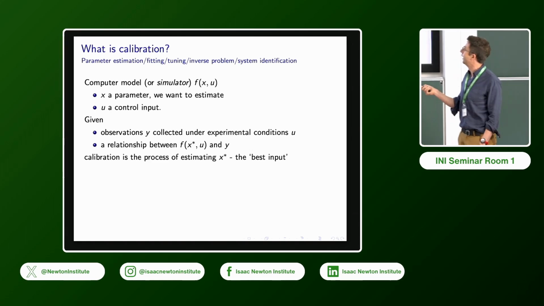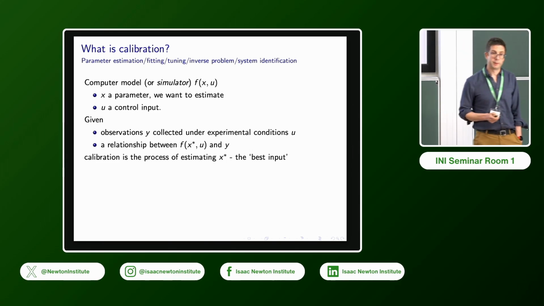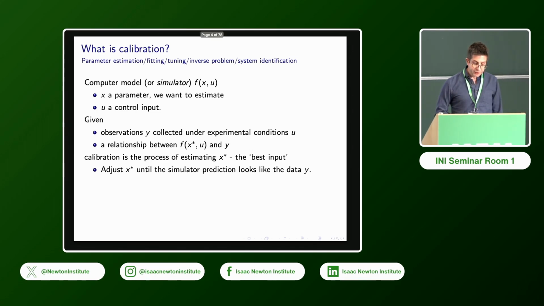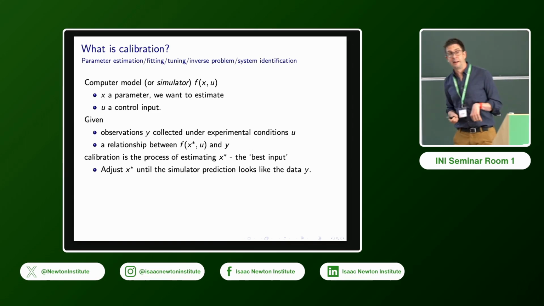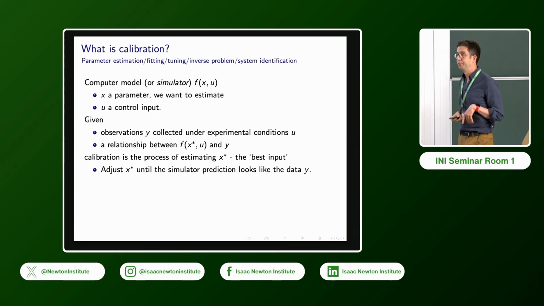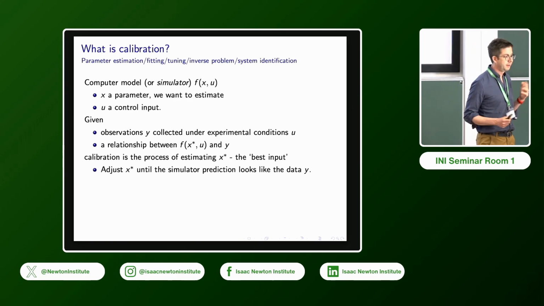Okay. So we're going to imagine there's a single best input, x star, that in some way makes the simulator look like the data. And what we want to try and do, well, calibration then, I guess, is adjusting our x star until the simulator prediction looks like the data y. So the calibration of that process, that inverse problem of finding x from data y.